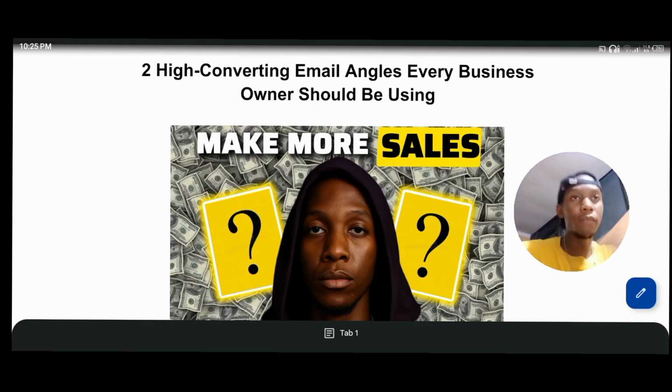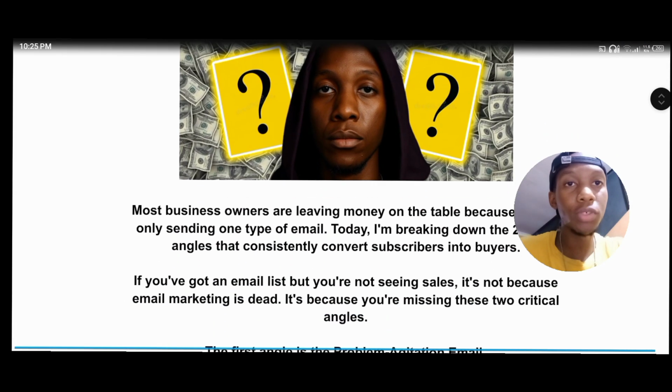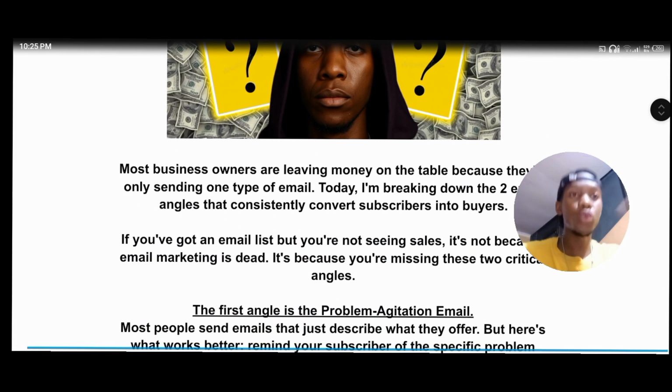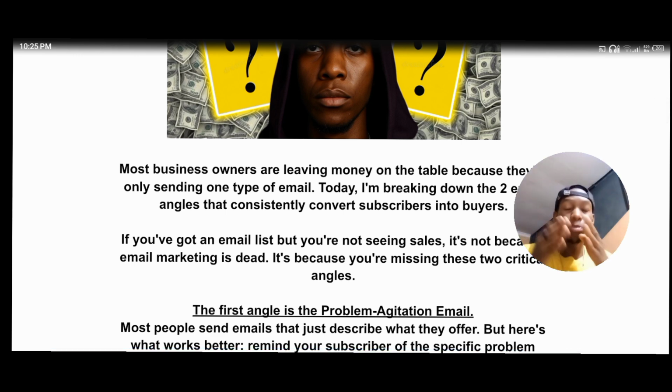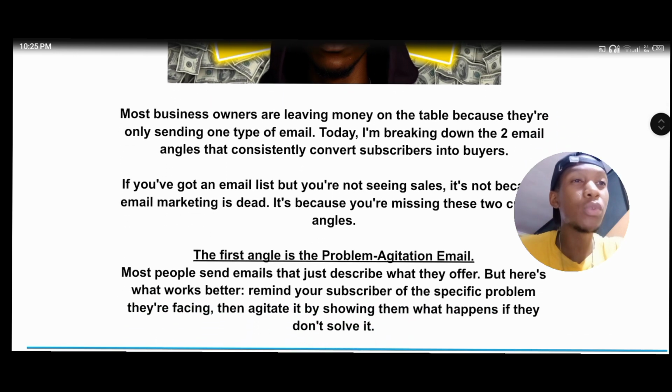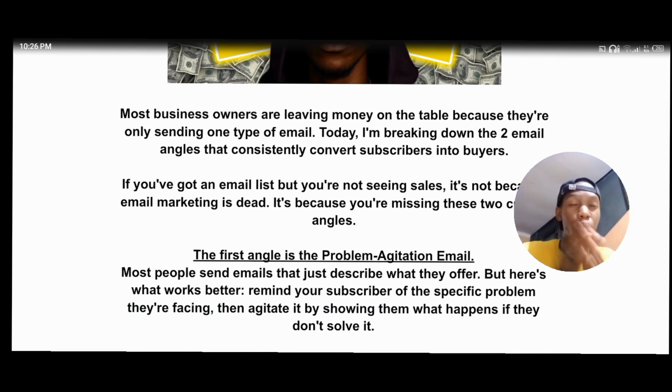Two high converting email angles every business owner should be using. Now, chances are you are leaving hundreds of thousands of dollars on the table because you're probably only sending one type of email, okay? And you don't have to worry about that because in today's video, I'm going to break down the two powerful email angles that can consistently get your subscribers converted or turn your subscribers into buyers.